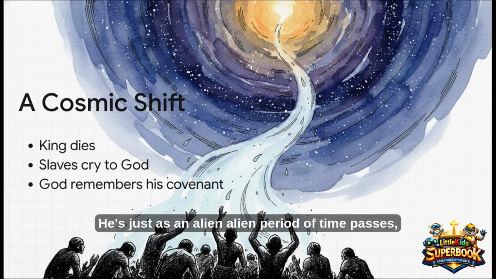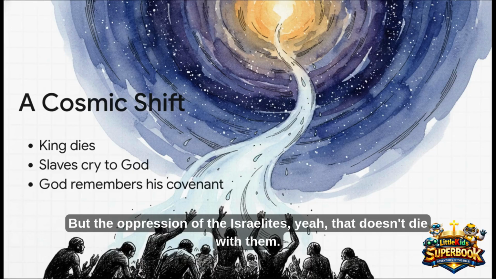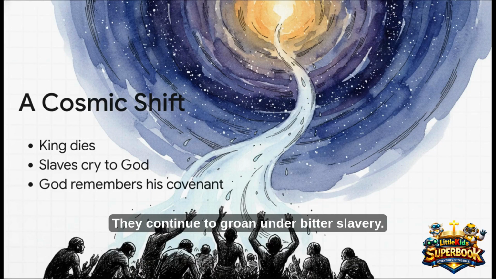According to the narrative, a long period of time passes, and we hit a massive turning point on the macro level. Back in Egypt, the king who wanted Moses dead finally dies. But the oppression of the Israelites, that doesn't die with him. They continue to groan under bitter slavery.